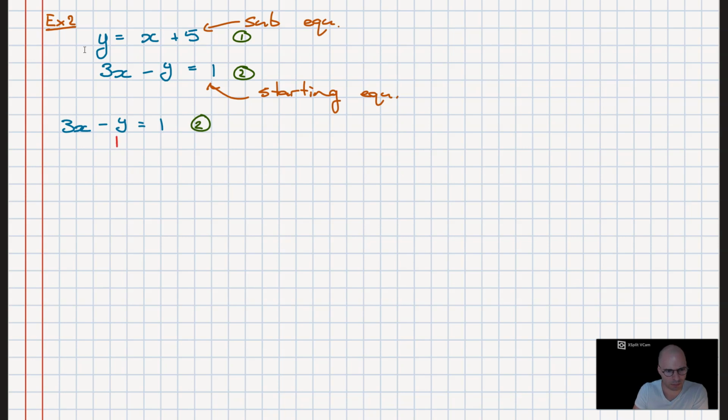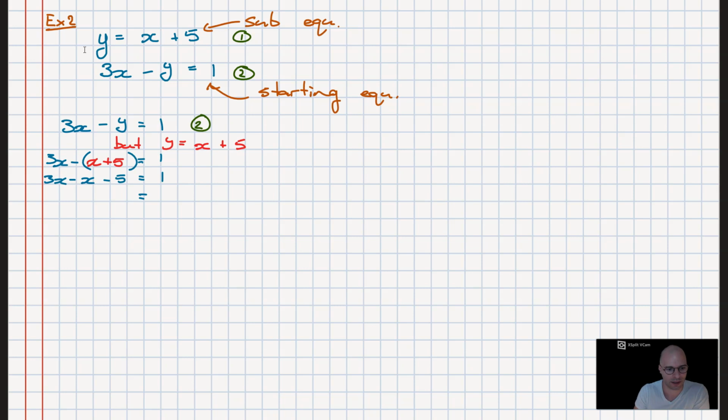Then I'm going to say but y equals x plus 5. Then we go 3x, take, and I'm going to throw in some brackets because every time I see y, I'm going to write this expression here, x plus 5. And on the right hand side, we're still equal to 1. Okay, now expanding the brackets, minus x minus 5.